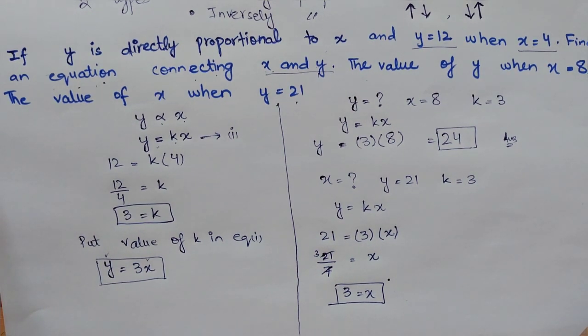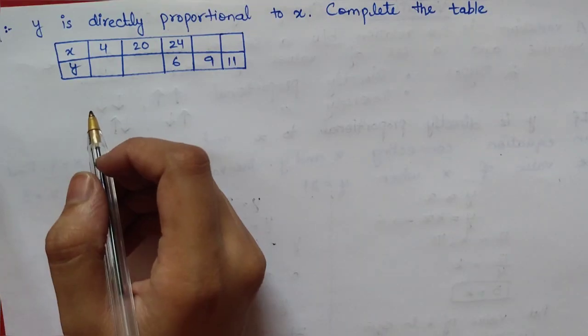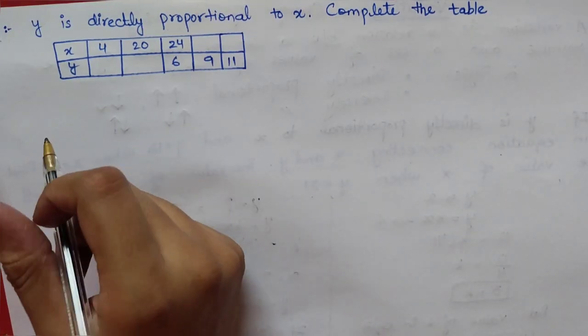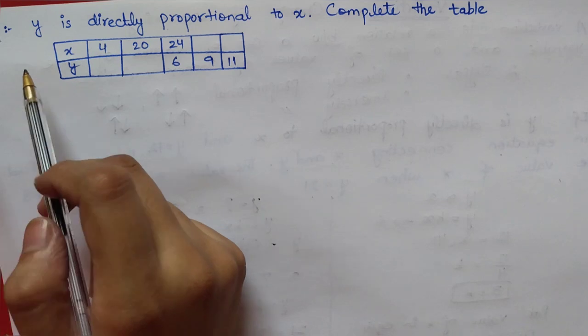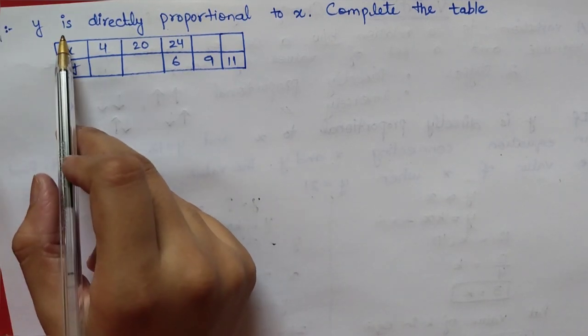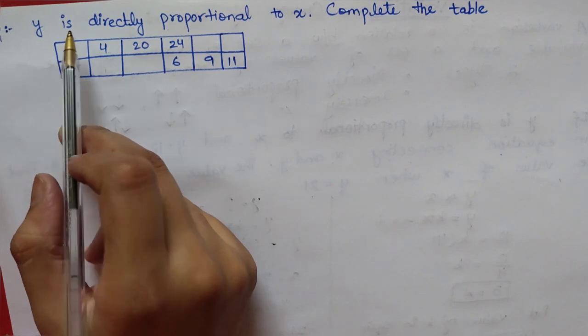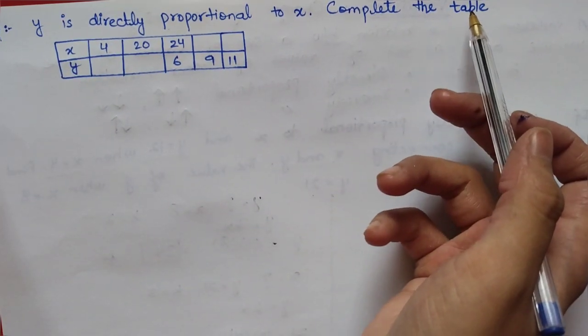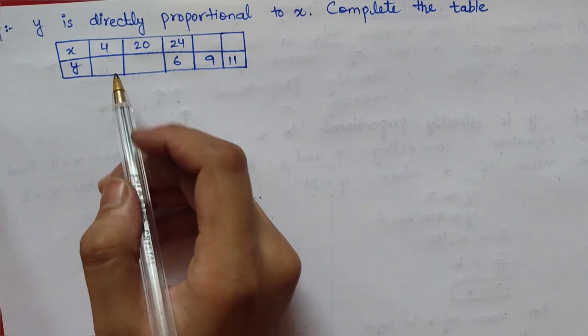This is your question which is done. Here is another question. We have to solve it. We are given y is directly proportional to x, and this is a relation which we know, and then we have to complete the table. What we have to do, we have to complete the table.